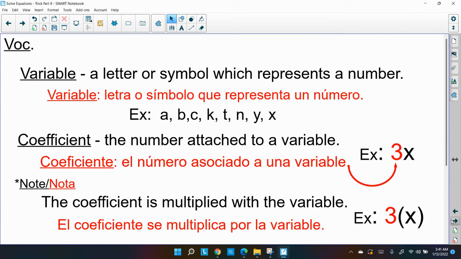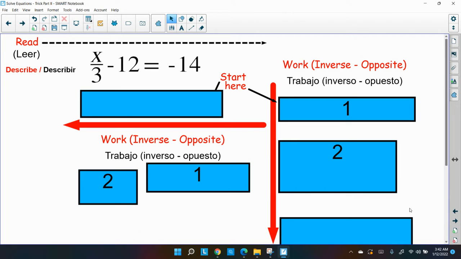You remember a variable is a letter or symbol which represents some unknown number. Coefficient is the number that is attached to the variable. The letter is the variable, like x or any one of these letters up here. The coefficient is the number, and please note that the coefficient is multiplied with the letter. So 3 next to parenthesis and the letter means multiplication. That's good to know. All right, let's get to it.